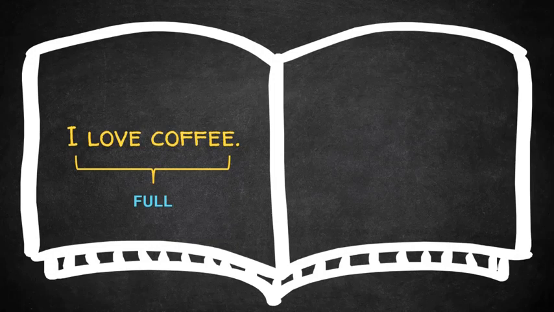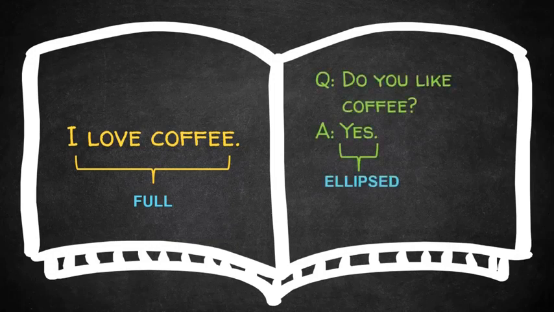Now let's see the next one. Do you like coffee? Now, even though this one is in the form of an interrogative, a question, this is still a full clause. It has the subject, it has the predicate do and like, and yeah, it has an object here. So it is a full clause.